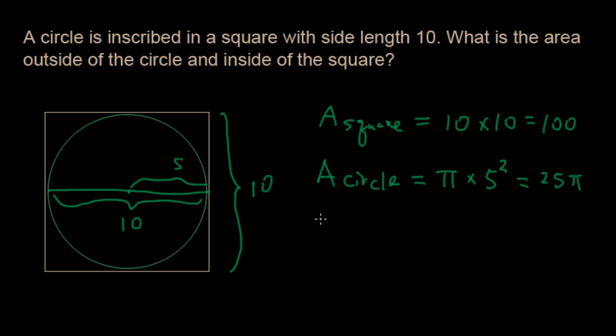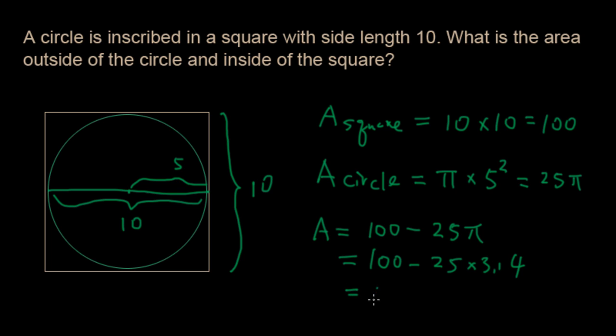And the area in between, that's the area we want to find in this problem, is the difference between the area of the square and the area of the circle. 100 minus 25 pi. Pi is approximately 3.14. So this is equal to 100 minus 25 times 3.14. Could use your calculator. And that's 100 minus 78.5 equals 21.5.